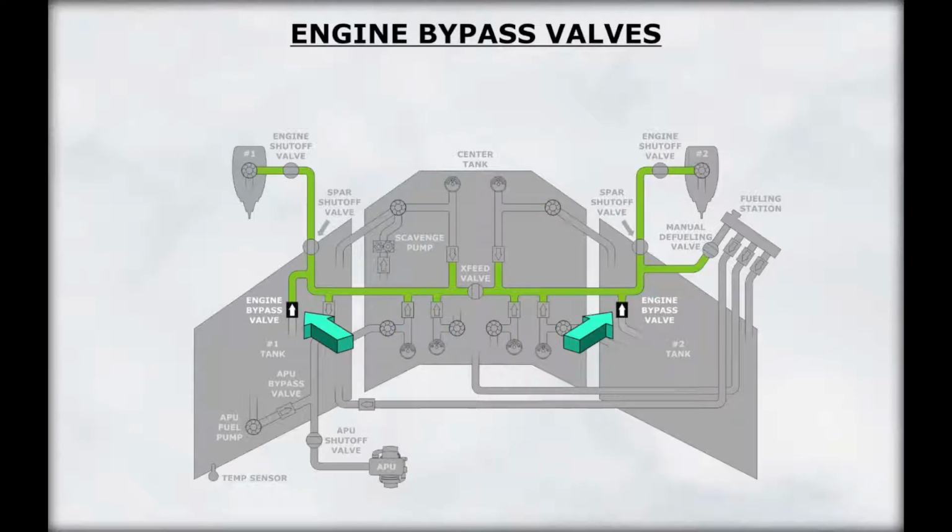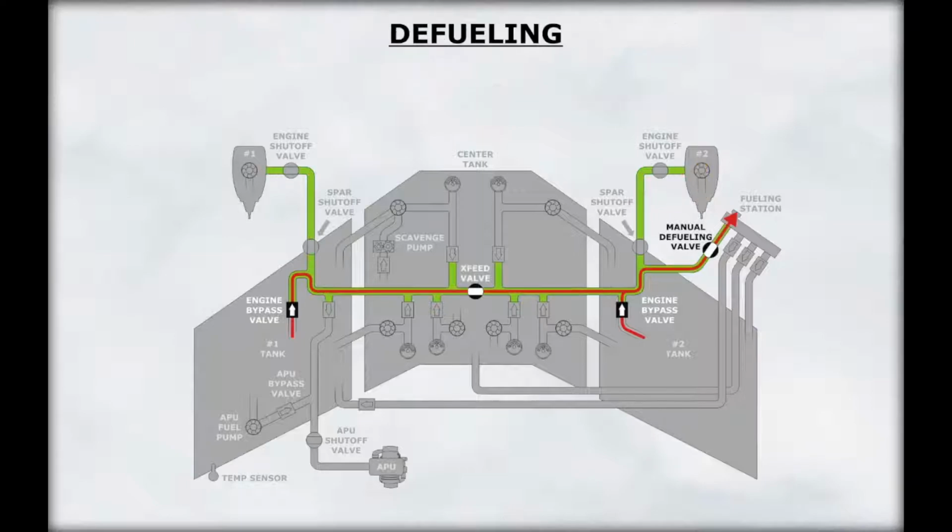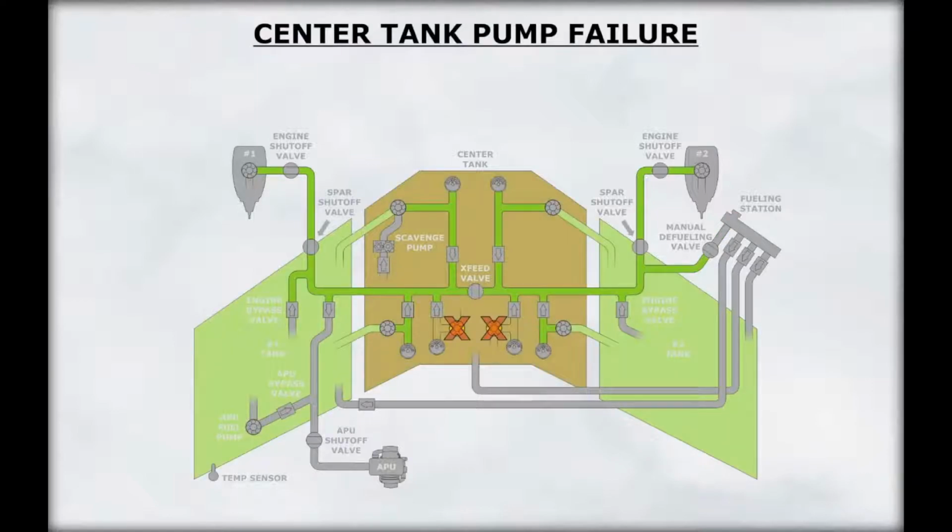Each wing tank incorporates an engine bypass valve that enables each engine to suction feed fuel in the event of a loss of the fuel pumps. The engines may flame out if they are suction feeding above 30,000 feet. These bypass valves are also used for defueling operations. Due to the lack of bypass valves in the center tank, the engines cannot suction feed fuel from the center tank. Therefore, if both center tank pumps fail, center tank fuel will become unusable.